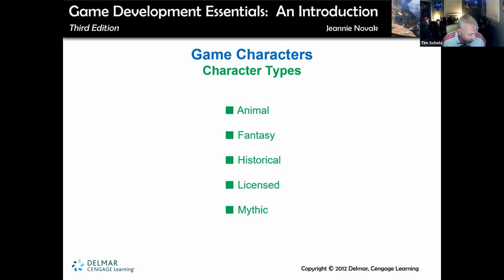The next type of character is the licensed character. This is also a character that already exists in the real world, but it's licensed from someplace else. It could be licensed from comic books, films, television: your James Bonds, Frodo, Neo from The Matrix, Harry Potter, Bart Simpson. You get the idea. And then the last common character type is your mythic.